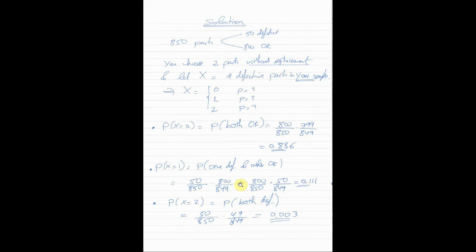The probability that the first one is okay and the second one is defective here. First one okay means 800 over 850. And given that the first one is okay, the probability that the second is defective is 50 over 849. Again, the 50, because the 50 were not touched, the first one is coming from the 800, but the total is still 849. If we calculate these values and add up the two terms, it is 0.111.